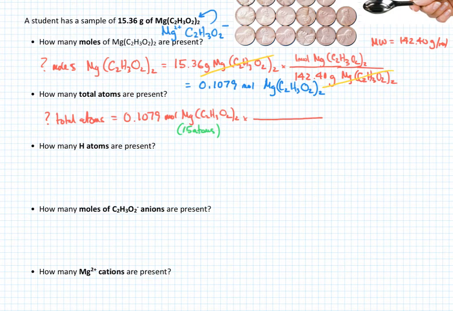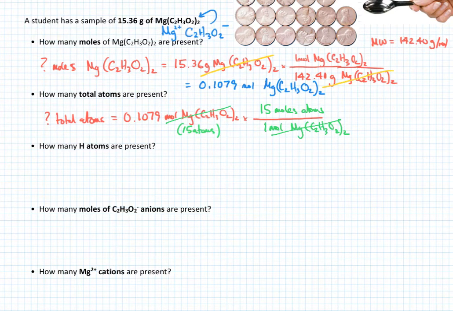There's 15 total. And that means if I have 1 mole of this, there are 15 moles of atoms. Just like if I had 10 cans of fruit cocktail, and there's 2 grapes in each one, I have 20 grapes. So if I've got 1 mole of this, I've got 15 moles of atoms. So my next conversion factor is going to be 15 moles atoms for every 1 mole of Mg(C2H3O2)2. Okay? And then that is going to cancel with that.